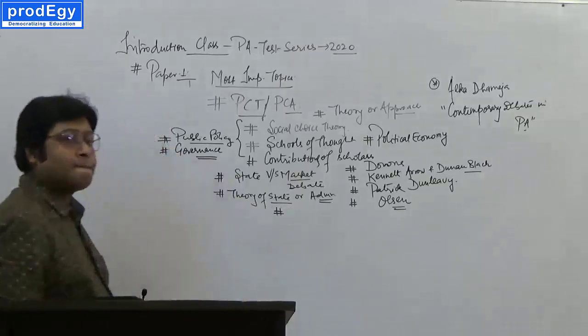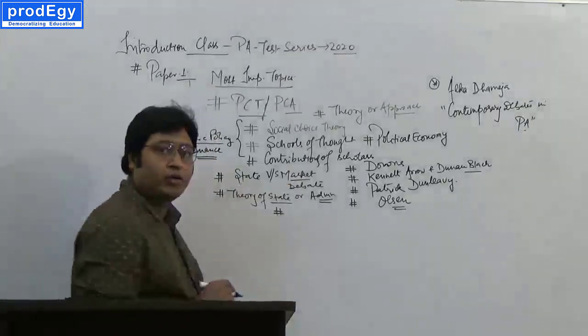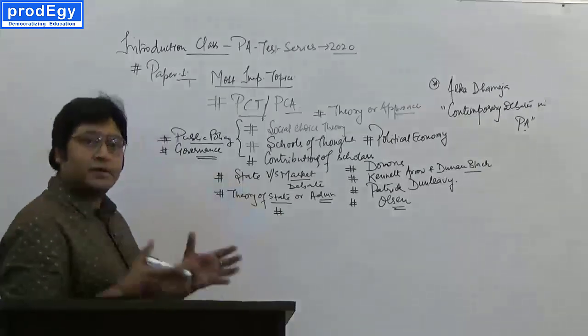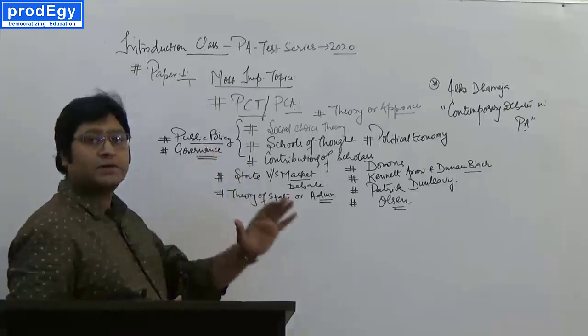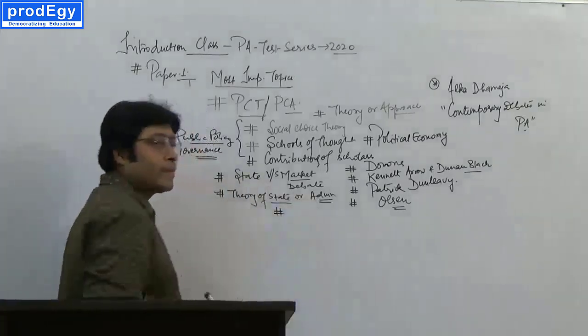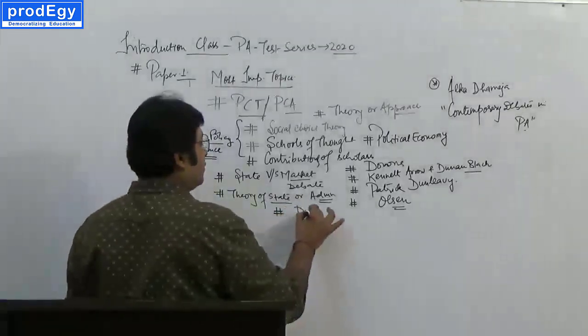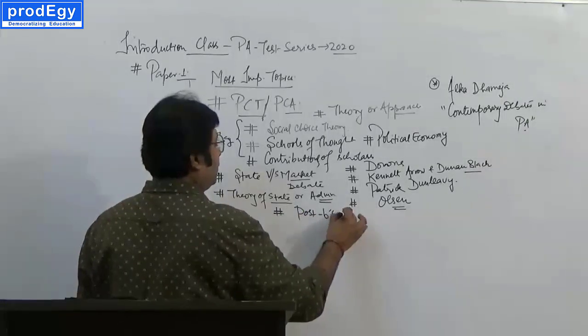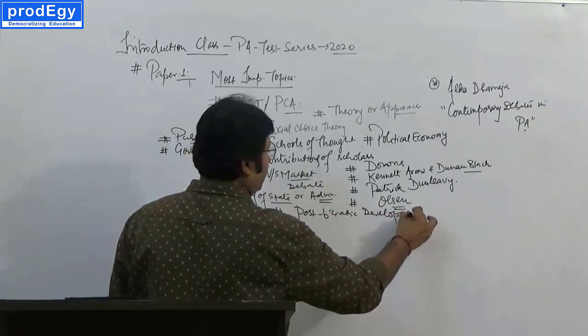Then the state versus market debate that you read, right? Then you need to have certain points: public-private debate, state versus market debate, okay, bureaucracy versus market debate, right? You can also explore your bureaucratic developments with this topic only.